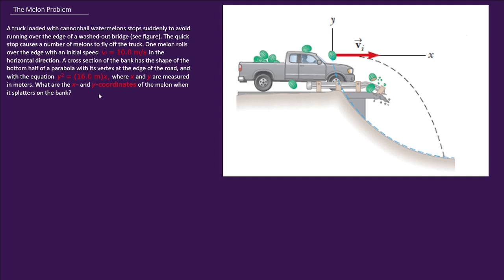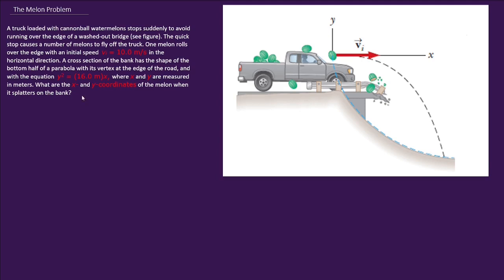A cross-section of the bank has the shape of a bottom half of a parabola with its vertex at the edge of the road and with the equation y squared equals 16 meters times x, where x and y are measured in meters. What are the x and y coordinates of the melon when it splatters on the bank?